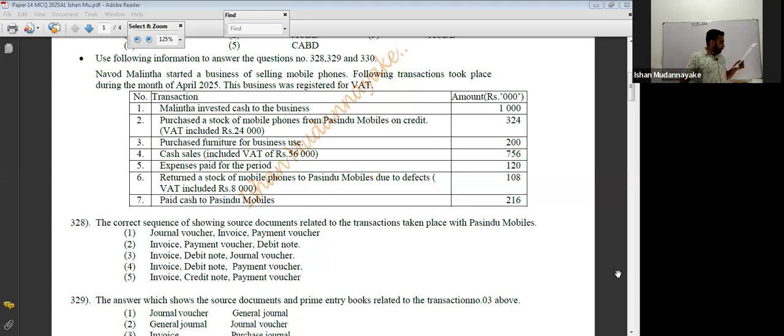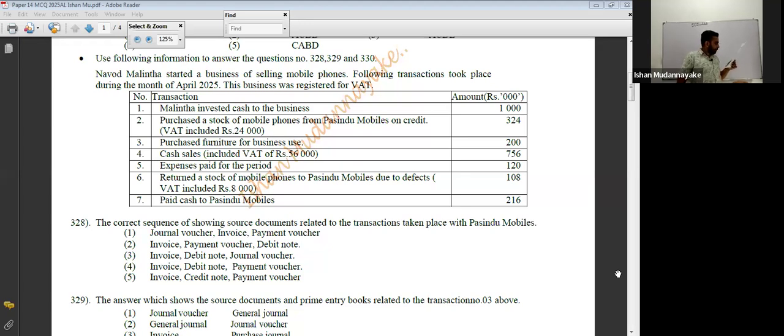The correct sequence of source documents related to the transactions taking place with Pasindu. What are the transactions conducted with Pasindu? First transaction, investor brings cash to the business. Second, purchase stock of mobile phones from Pasindu on credit. For the second transaction, invoice.